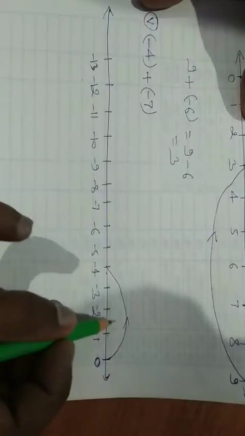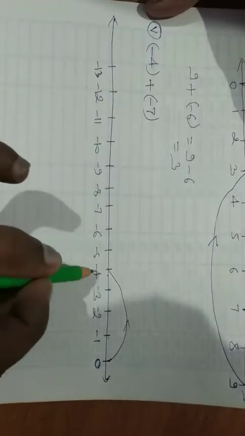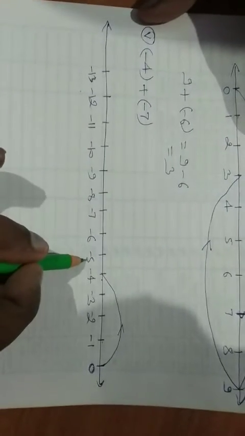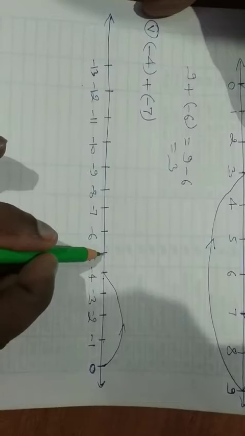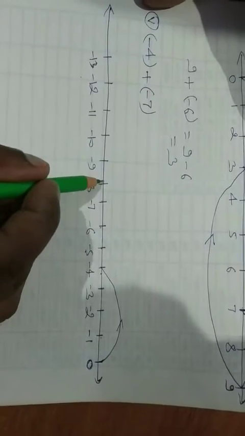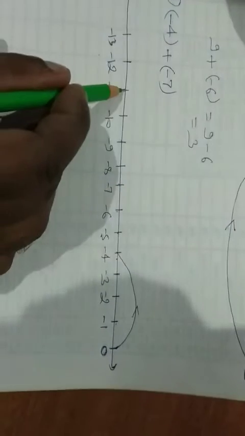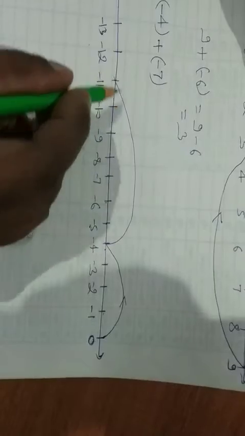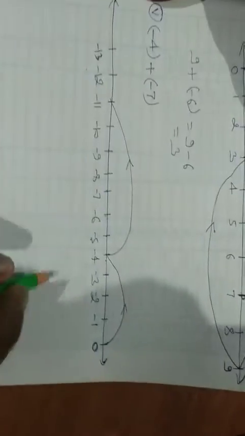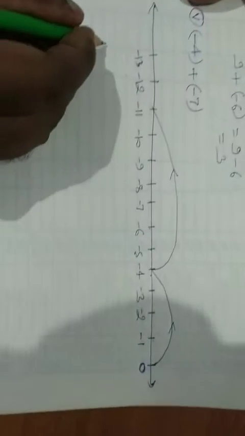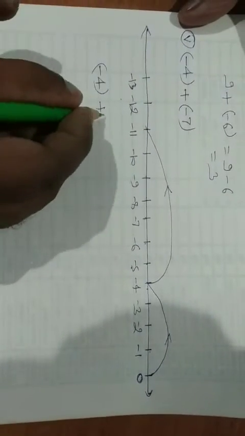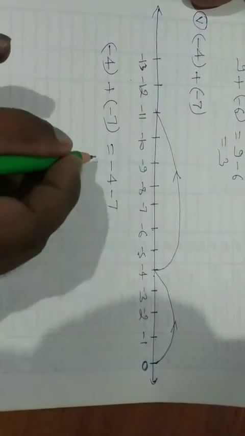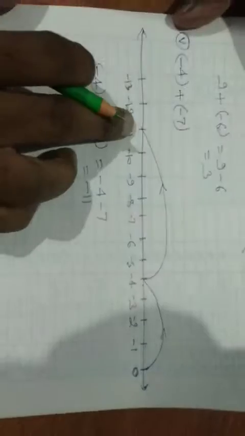Again, plus minus 7. So from minus 4 we move 7 steps left, and this reaches minus 11. We draw our arrow to minus 11. Finally, students, the result is minus 4 plus minus 7 is equal to minus 11 on the number line.